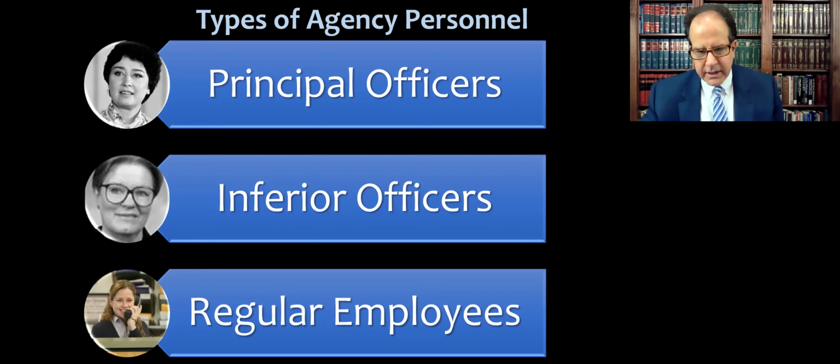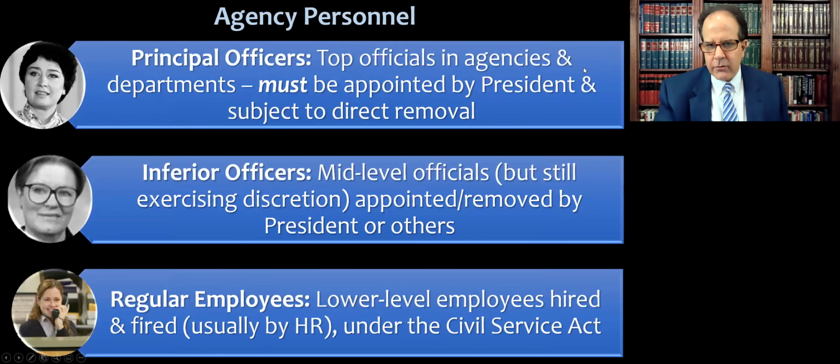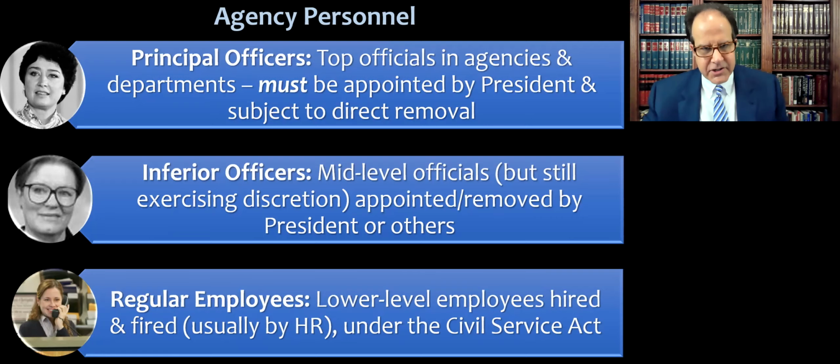Now, keep in mind, not all regular employees are clerical workers and receptionists. This would also include a lot of lawyers and accountants and economists and scientists and engineers and so forth who work for the different federal agencies. Now, why does this matter? Well, the principal officers are the top officials in agencies and departments, and they have to be appointed by the president and be subject to direct removal by the president. So if it's a principal officer, the president has to be able to fire them. And if we try to create a statute that says the president can't do that, that's unconstitutional, right?